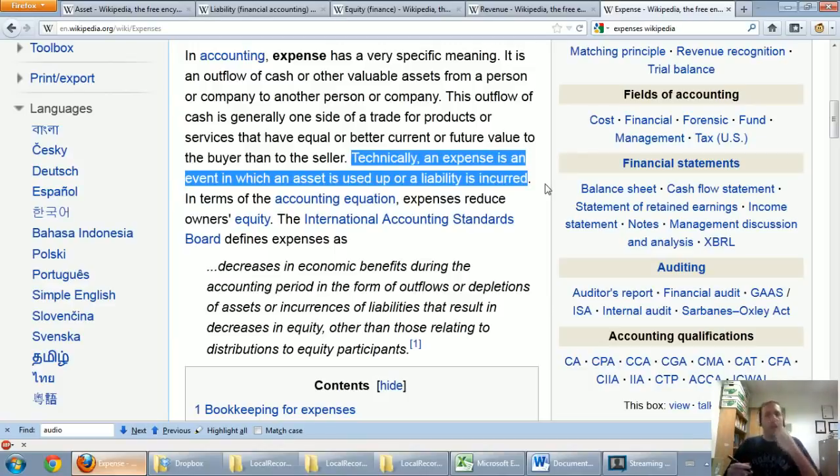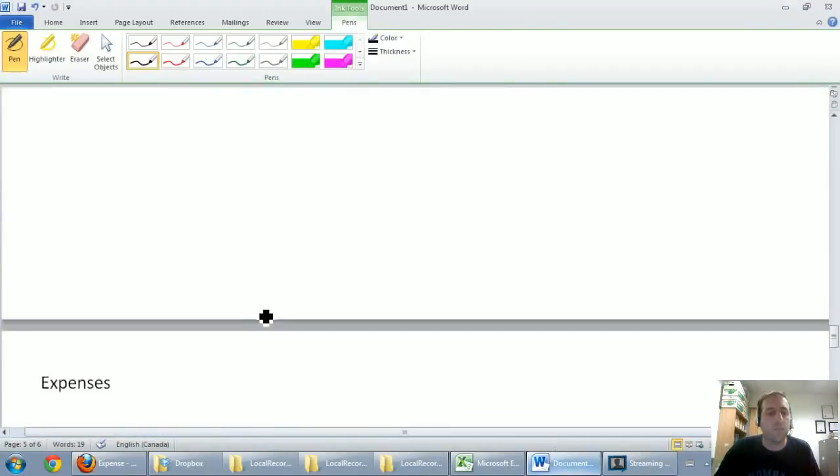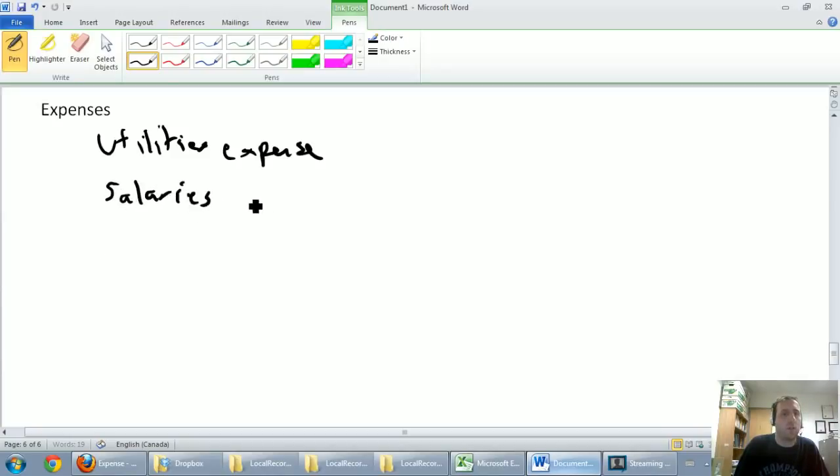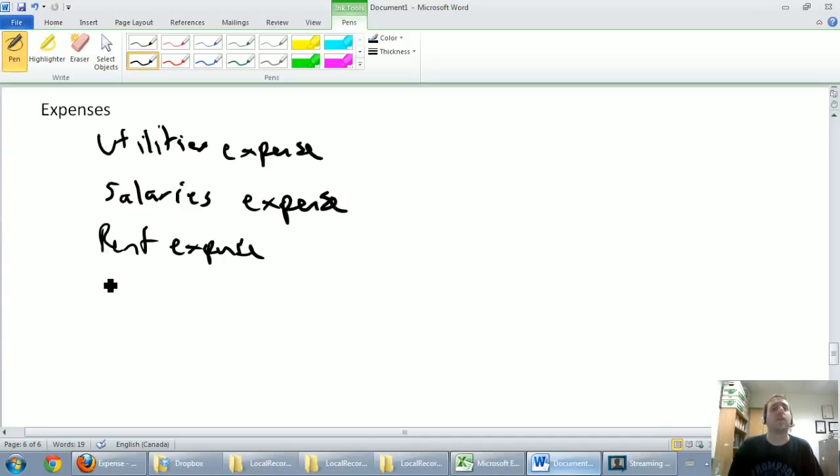An expense, though, in simple terms, is a cost associated with doing business. So let's say I want to run a hair salon. Well, what are the costs of running a hair salon? Well, I got to pay to keep the lights on, so I'm going to pay a utilities bill. I'll have a utilities expense. I have to pay hairdressers. I'm going to pay them salaries or wages, so I'll have a salaries expense. What are other costs of running that type of business? Maybe I rent my premises. I'll have a rent expense. I could have a property tax expense if I own my business. There's lots and lots of expenses, but these are the costs of doing business.